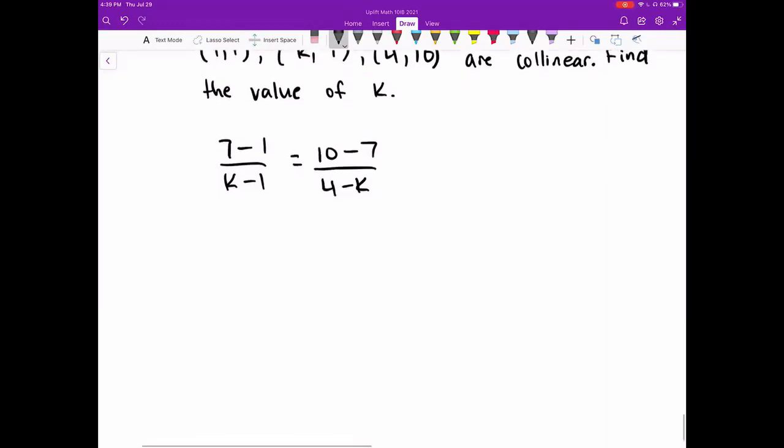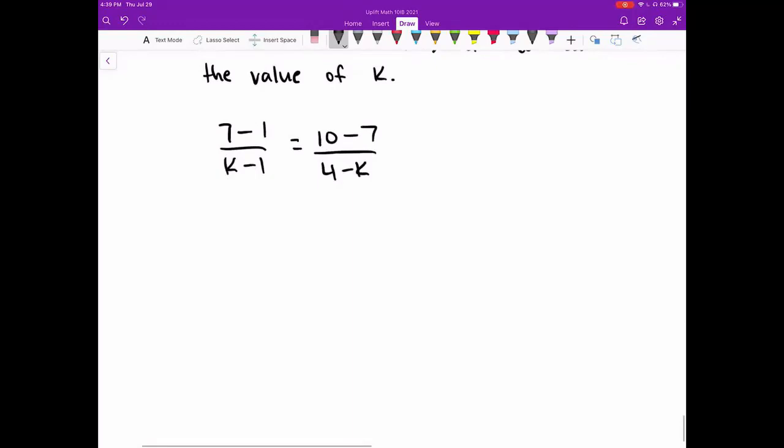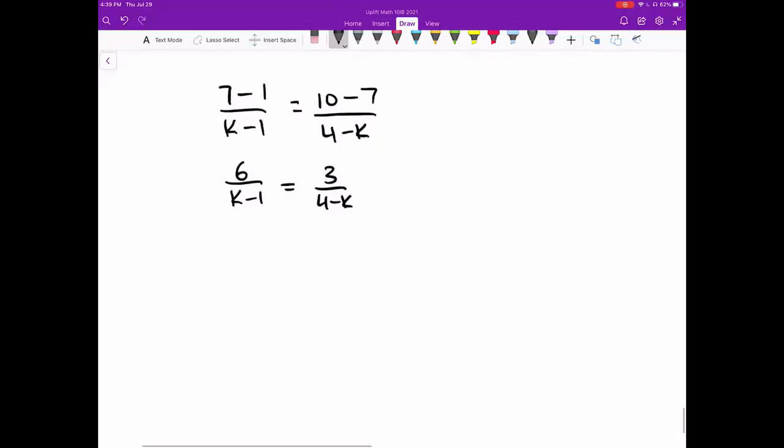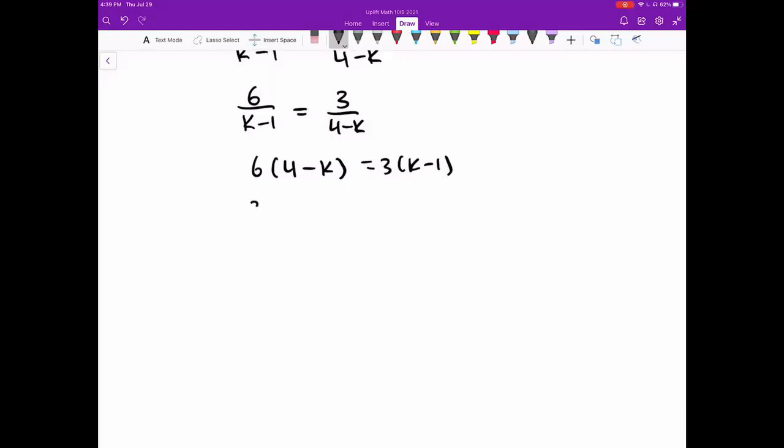Okay. Do you want to show how to solve it? Yes, so we can first simplify the subtraction. So we get 6 over (k minus 1) is equal to 3 over (4 minus k). And then we could do cross multiplication. So you get 3 times (k minus 1) and 6 times (4 minus k). And then we could simplify these down. We get 24 minus 6k and 3k minus 3.